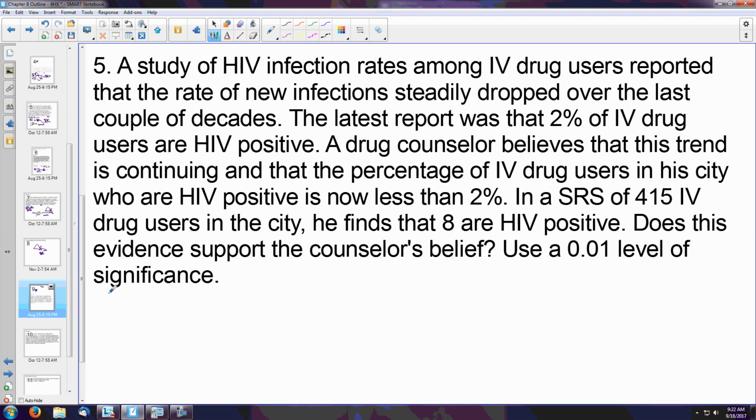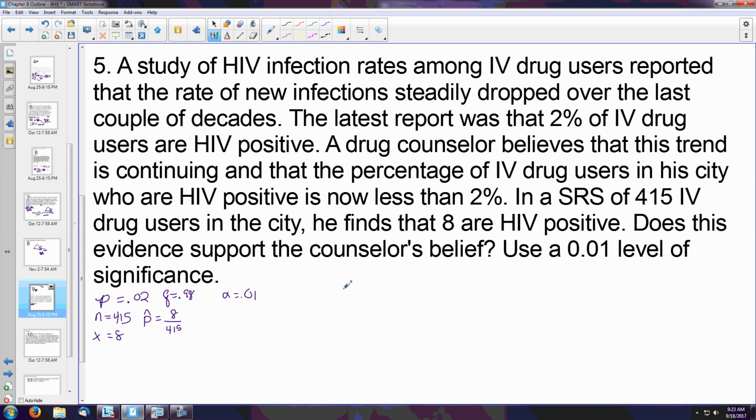So for starters, let's go through the information that they've told us. The latest report tells us, so that is the population proportion, that 2% are HIV positive. He believes the trend is continuing and it's actually less than 2% now. In the simple random sample of n equals 415 IV drug users, we find that 8 are HIV positive, that is X. So what is our p hat? P hat is 8 over 415. If p is 0.02, q is the complement, 0.98. Testing this at a 0.01 level of significance.